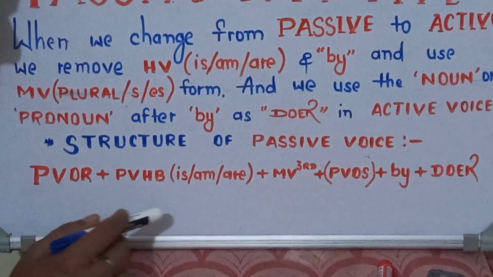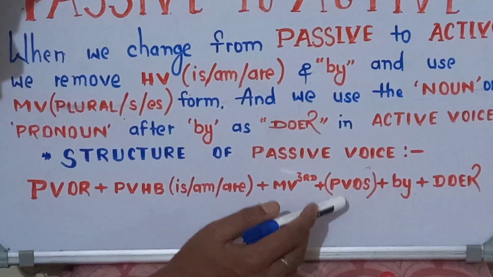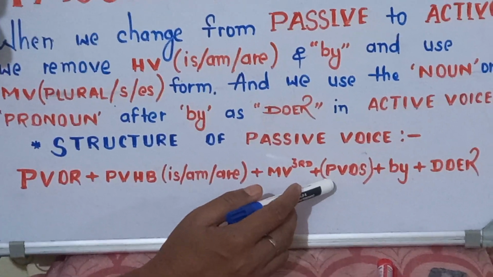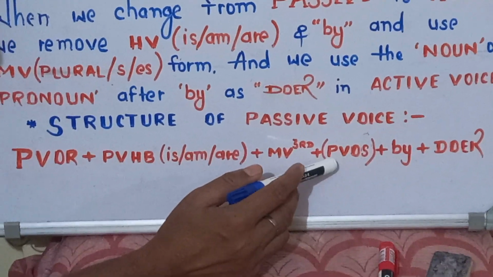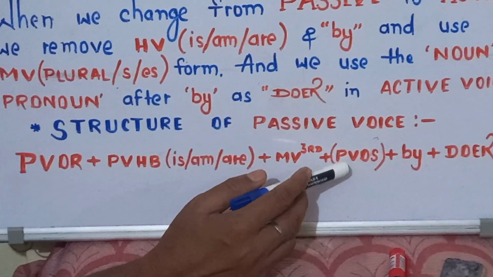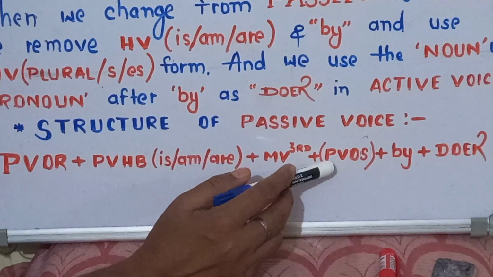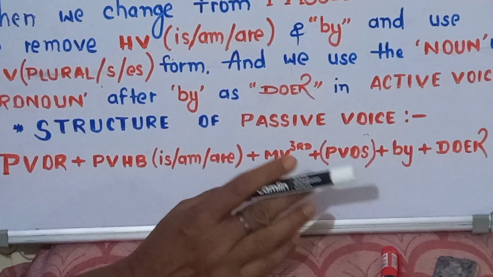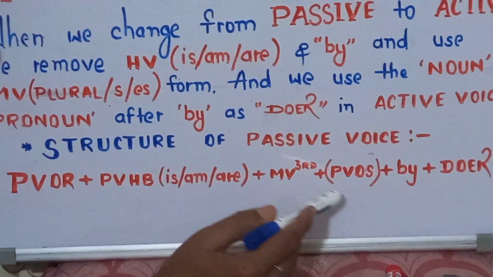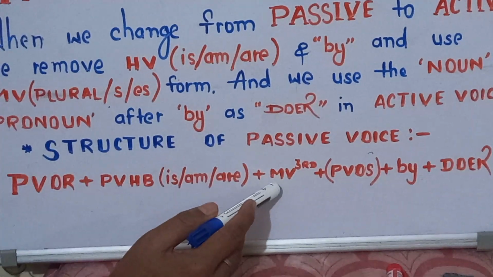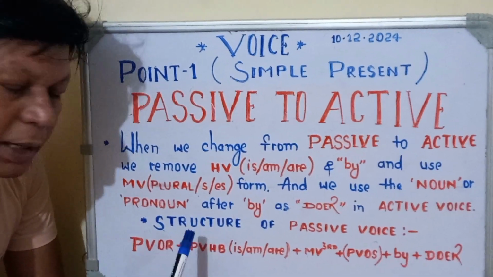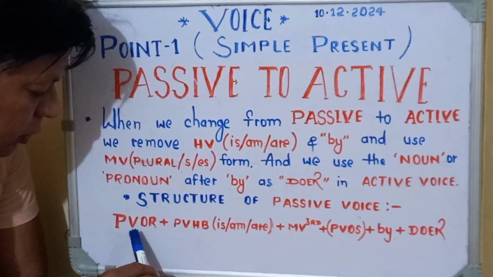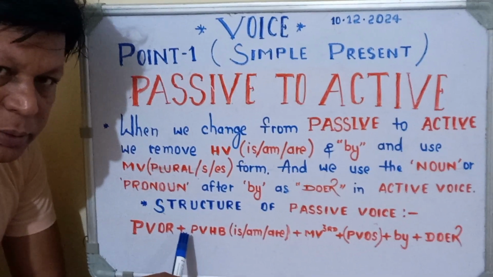Special note: you will see that I put PVOS inside brackets because sometimes we don't use PVOS. It means that sometimes there is no PVOS in the sentence. There is only one object, so we directly use by plus doer. Okay. And now let us change from passive to active on this structure.